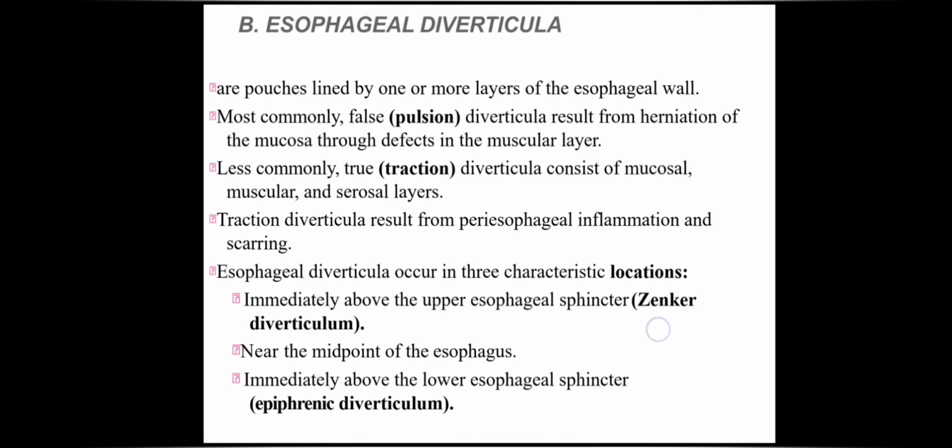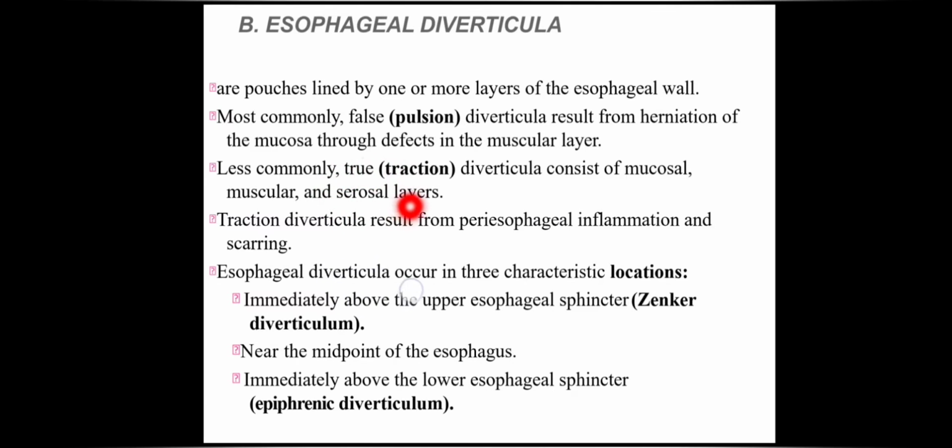Esophageal diverticula are pouches lined by one or more layers of the esophageal wall. So most commonly it is a false diverticulum, which is also called a pulsion diverticulum. This results from herniation of the mucosa through defects in the muscle layer. Less commonly, there is a true diverticulum or traction diverticulum, which consists of all three layers: mucosa, muscular layer and serosal layer.